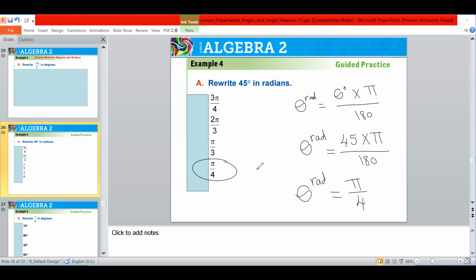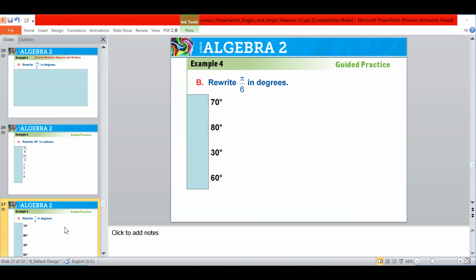I'm going to Fahd. Fahd, did you understand? Yeah, of course. Okay, can you help me in the next example, please? Yes. Now I'll put the next example. The next example: rewrite pi over 6 in degrees.